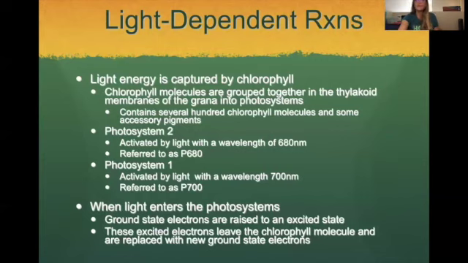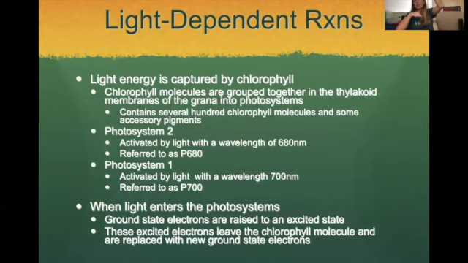There are two photosystems, and they were named in order of discovery, not in order of use. So yay bio, right? So photosystem 2 is also known as P680 because it absorbs the 680 nanometer wavelength of light. Photosystem 1 is the second one used, and it's also known as P700 because it absorbs the wavelength of 700 nanometers. When light enters the photosystems, the ground state electrons are raised to an excited state. And so if they're down here, they have very little energy. And light hits it and they bounce up to a higher level.